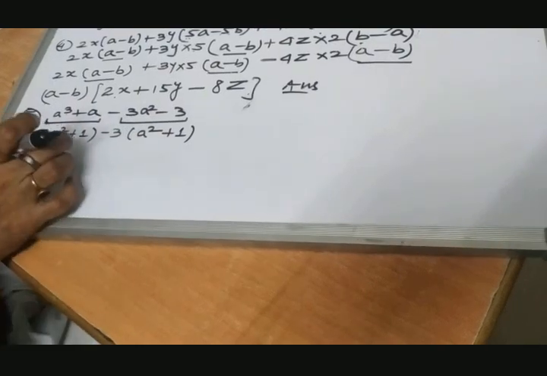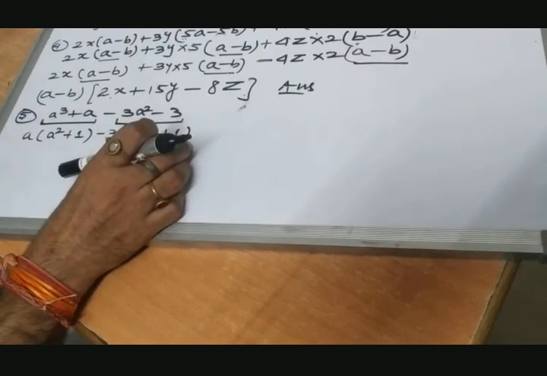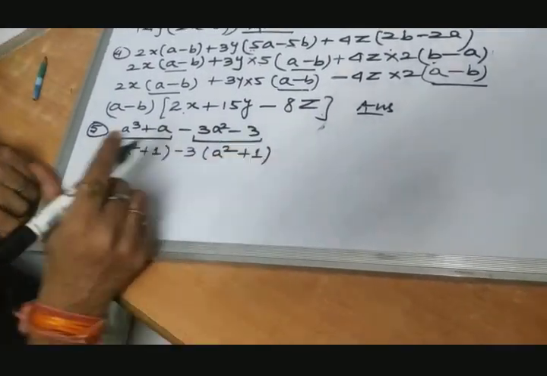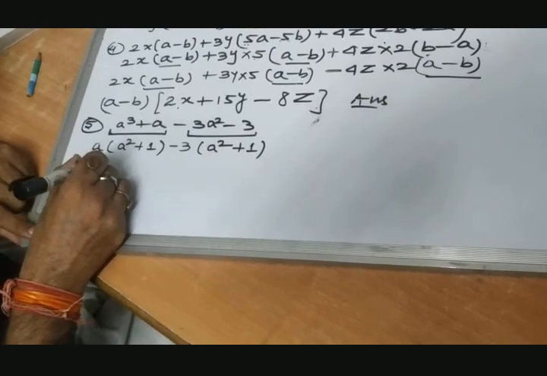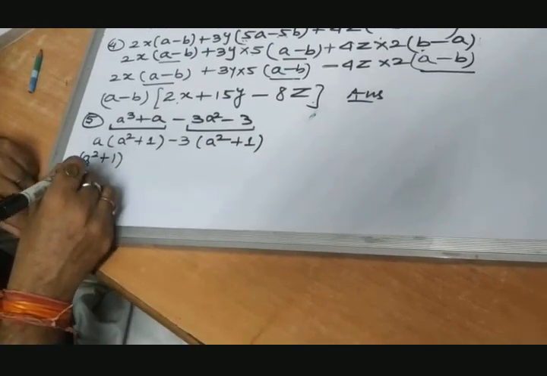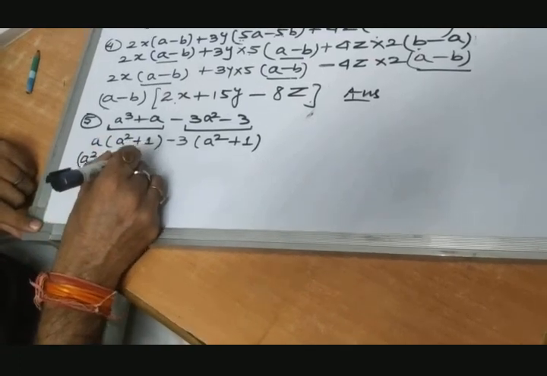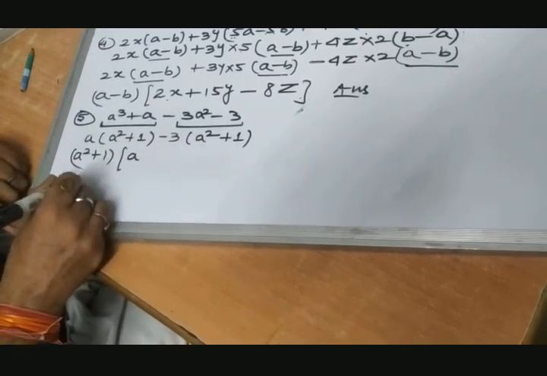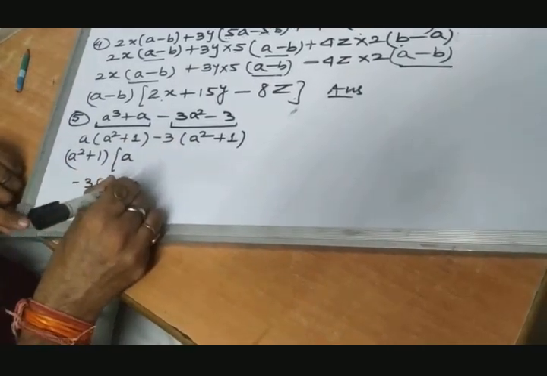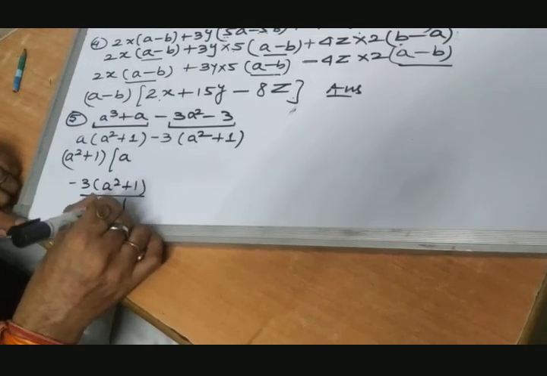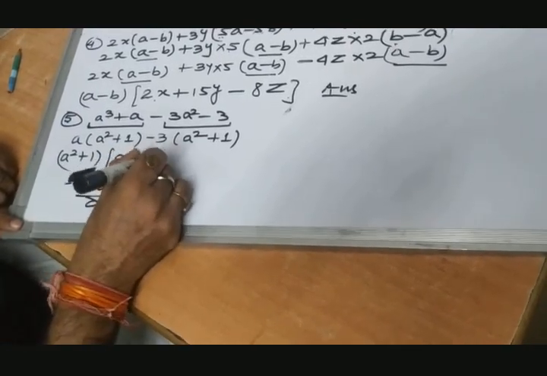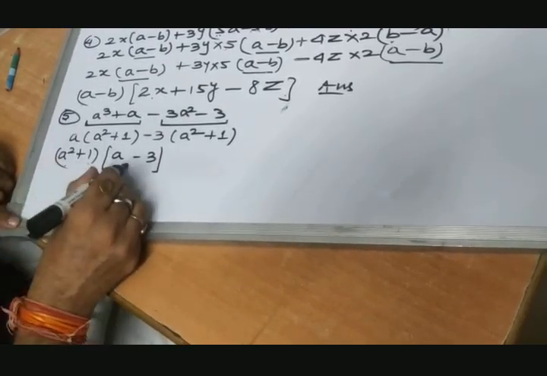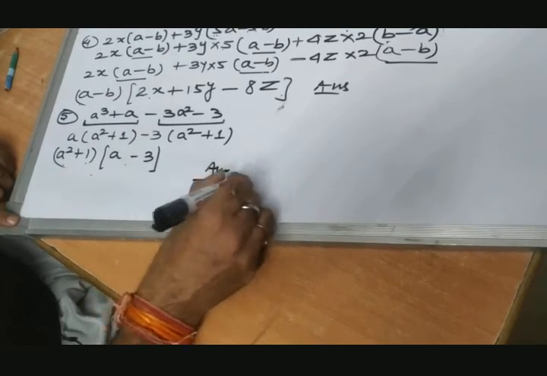Now we have two terms. It is a first term and it is a second term. The first term also contains a square plus 1 and second term also contains a square plus 1. So now we have to take a square plus 1 as common. When we divide the first term by common a square plus 1, the answer will become a. When we divide minus 3 times a square plus 1 by common factor a square plus 1, answer will become minus 3. So it converts into the product of two terms, a square plus 1 and a minus 3. It is your required answer.